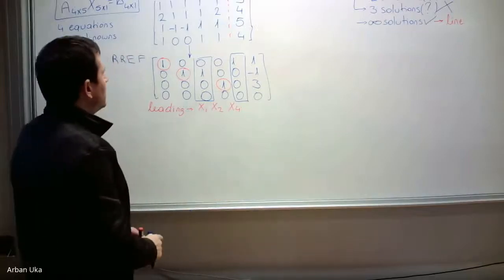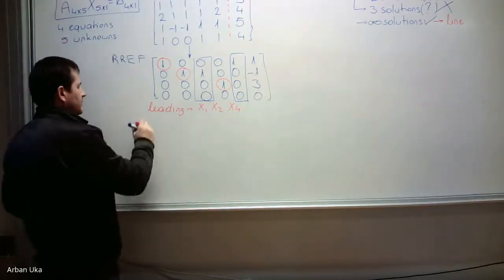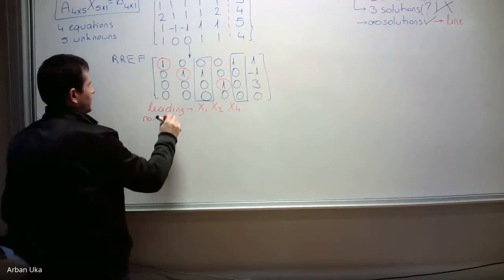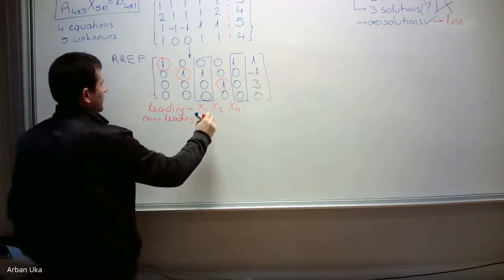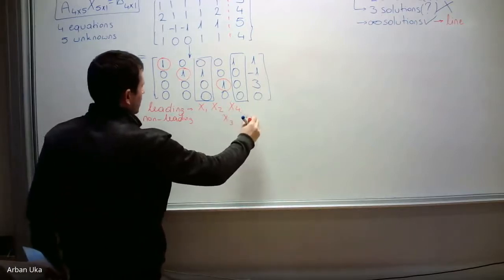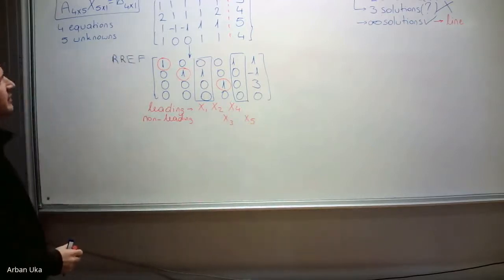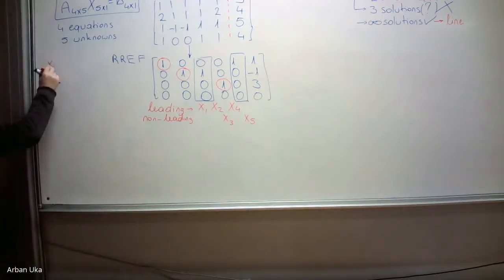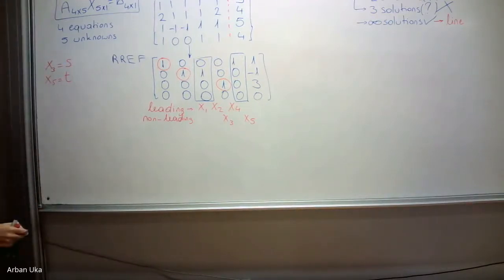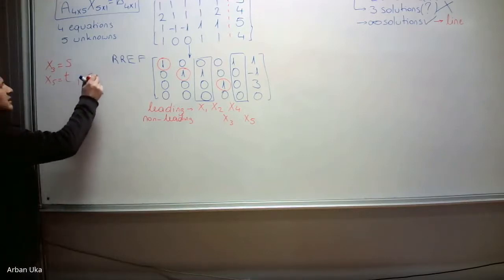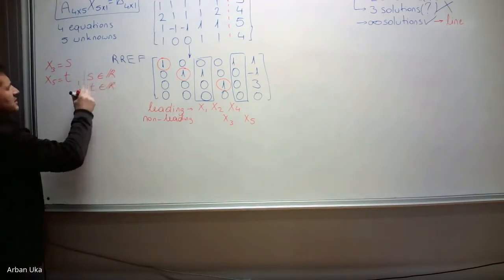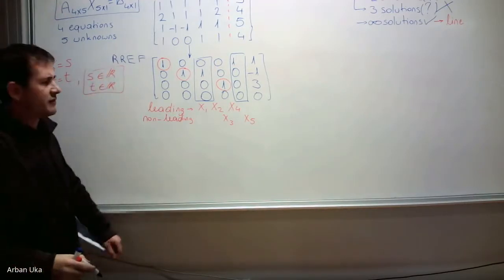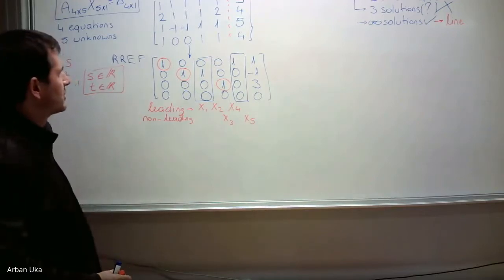So the non-leading variables are x3 and x5. If x3 and x5 are non-leading, we can write the following. We can say that x3 is equal to s, and x5 is equal to t. So they are free variables, and s belongs to the real number space, and t is the same. They go from minus infinity to plus infinity, including also 0.